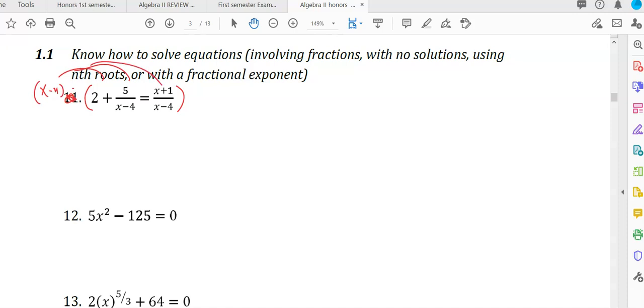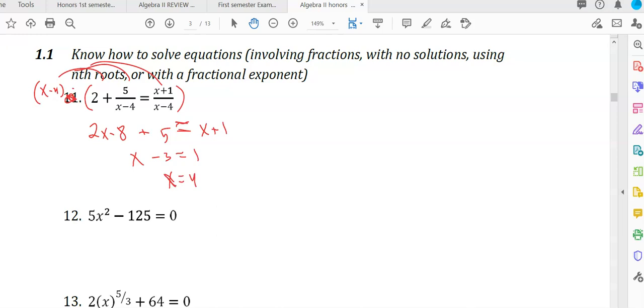So I get 2x minus 8 plus 5 equals, x minus 4 cancels, x plus 1. Now you're just kind of solving this. You get x minus 3 equals 1, so x equals 4.